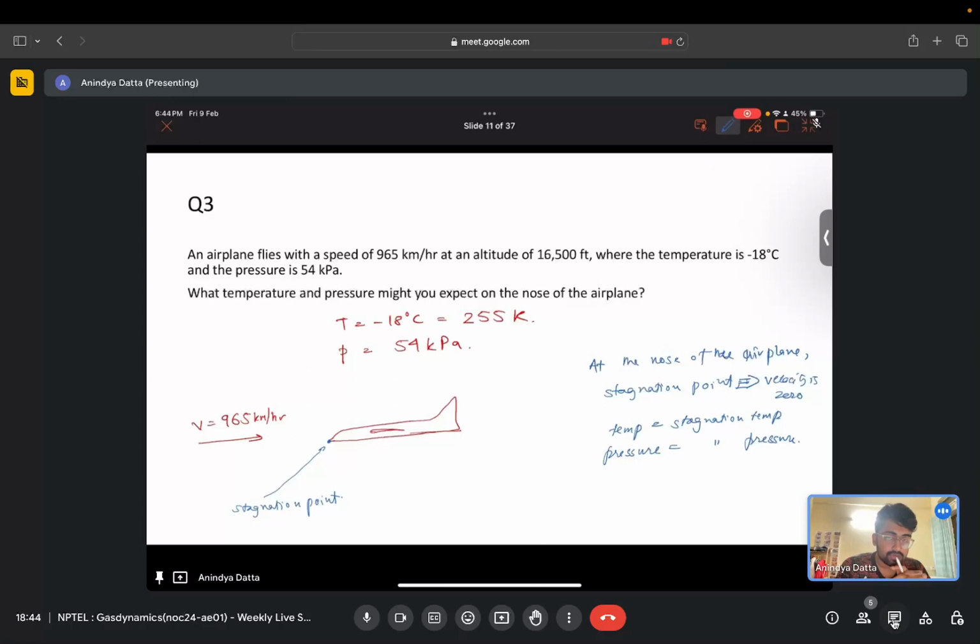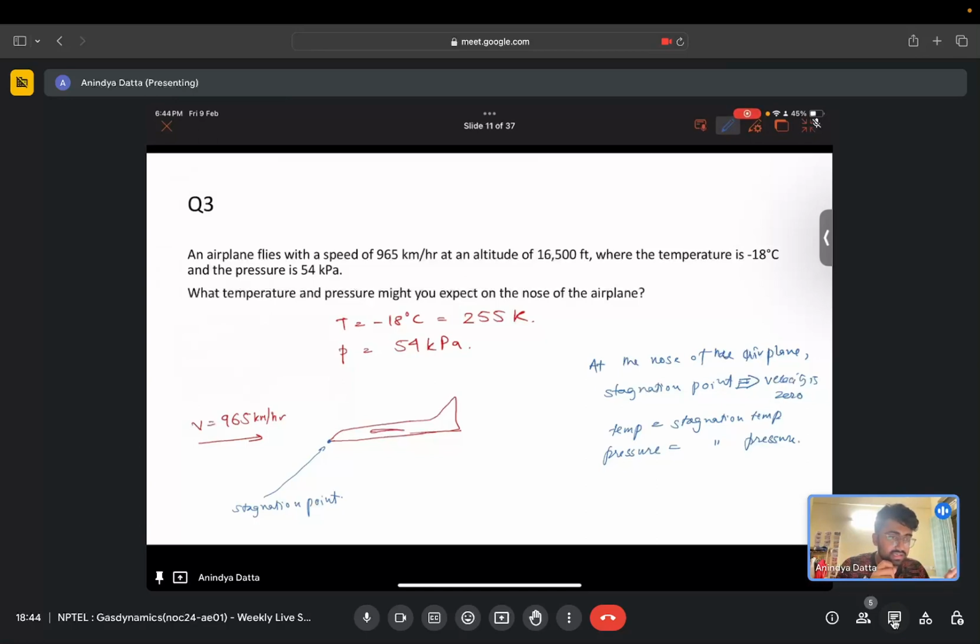So what I was explaining. When you get this kind of problem, first you need to check what the flow is upstream, like the approach Mach number of the flow. Because if you have a supersonic flow upstream, you might get a shock, as I have explained.